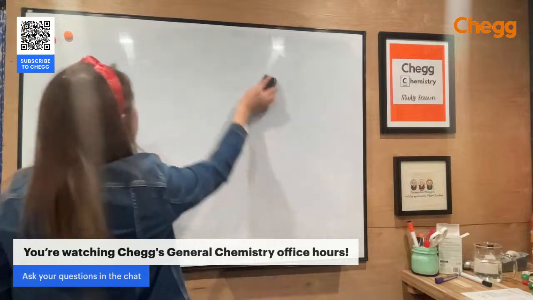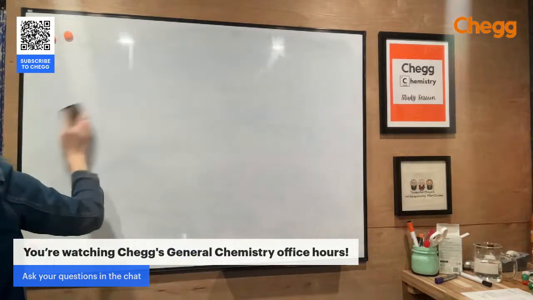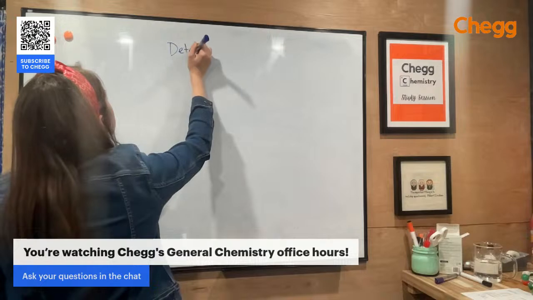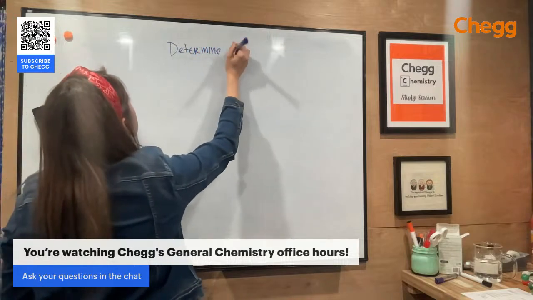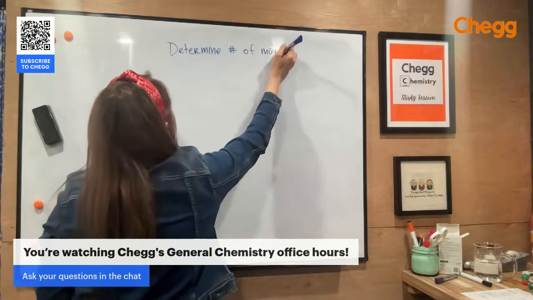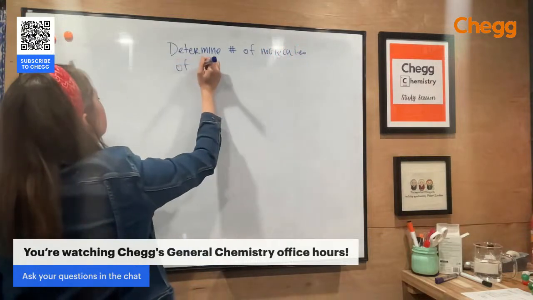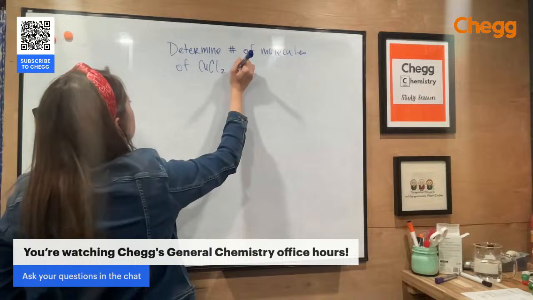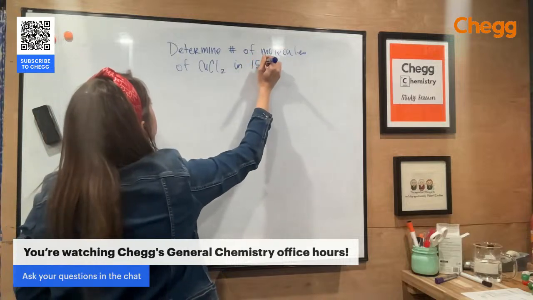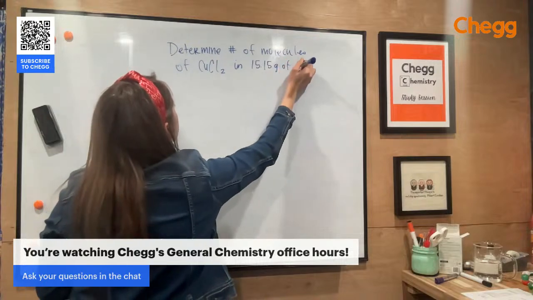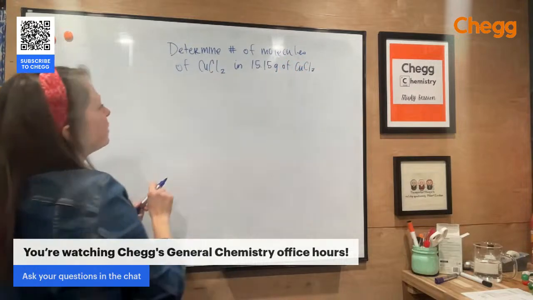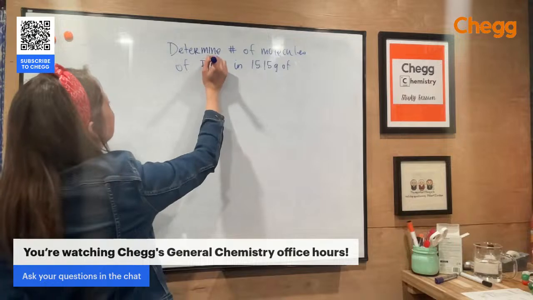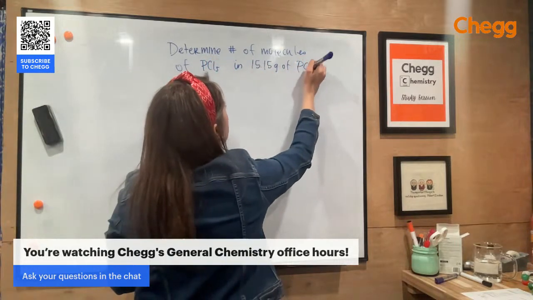All right, so let's say I wanted to determine the number of molecules of copper(II) chloride in 15.15 grams. I should have made this a covalent compound. Sorry, we're going to switch this up. We'll go with phosphorus pentachloride.